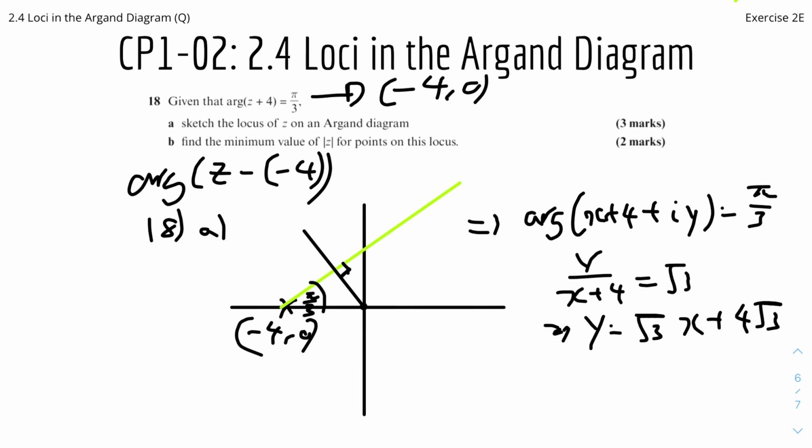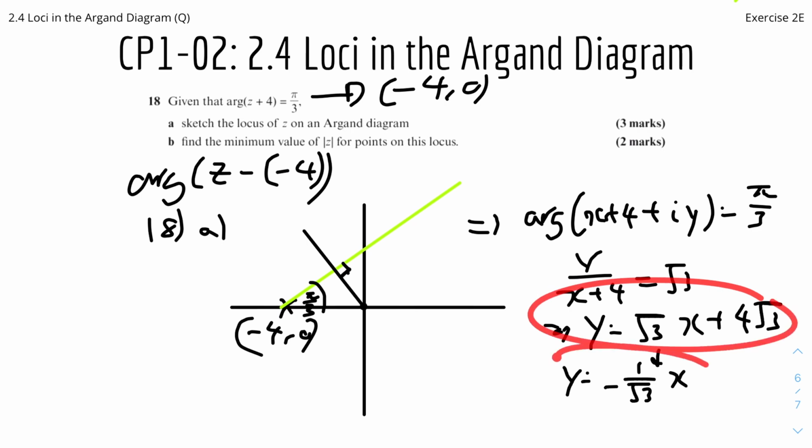And we're only concerned with the gradient at this part, and the negative reciprocal of this will be equal to minus 1 over root 3x, right? That means y equals minus 1 over root 3x will be the equation of this line right here. And keep in mind it's plus 0 because it crosses the origin. Therefore, we have two equations right here. One is this, and one is this.